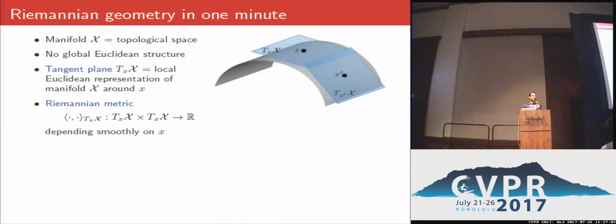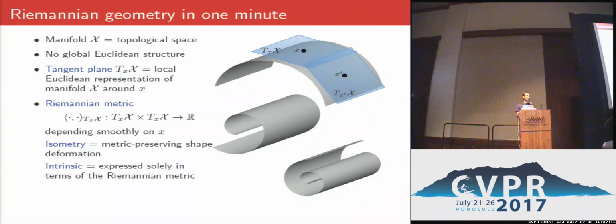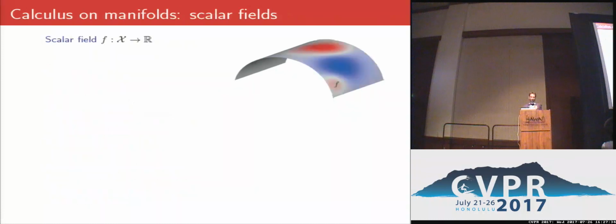It allows us to locally measure angles and distances. And deformations of the surface that do not change the metric are called isometries, or metric preserving. Any property of the surface that can be expressed entirely in terms of the metric, and as a result will survive such deformations, is called an intrinsic property. We can also measure distances on surfaces, and these are called geodesics. Basically, the shortest path connecting a pair of points on the manifold.